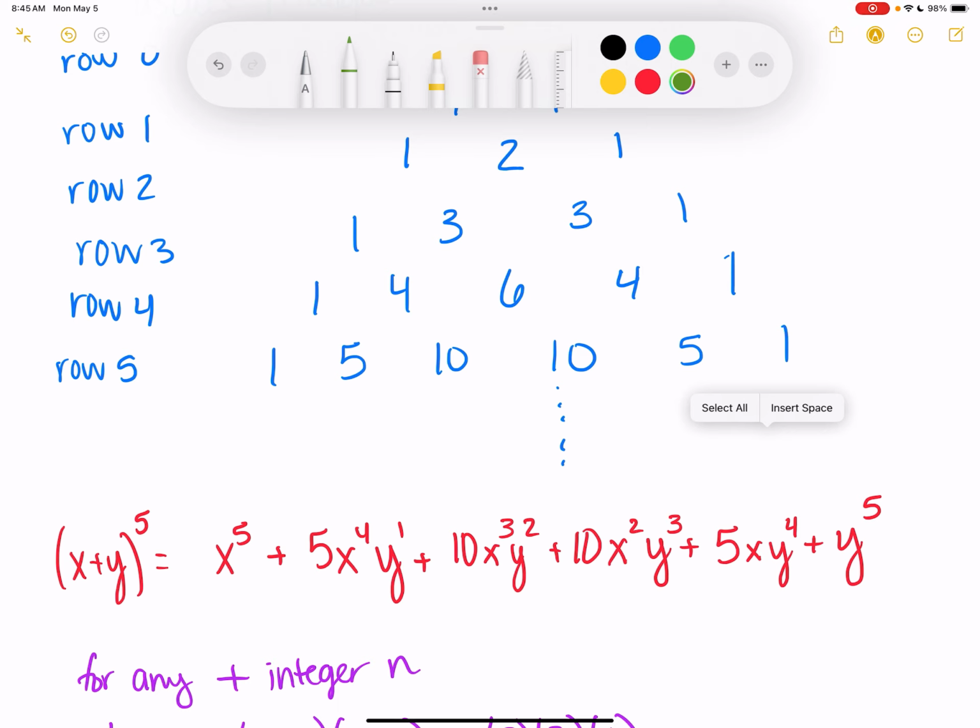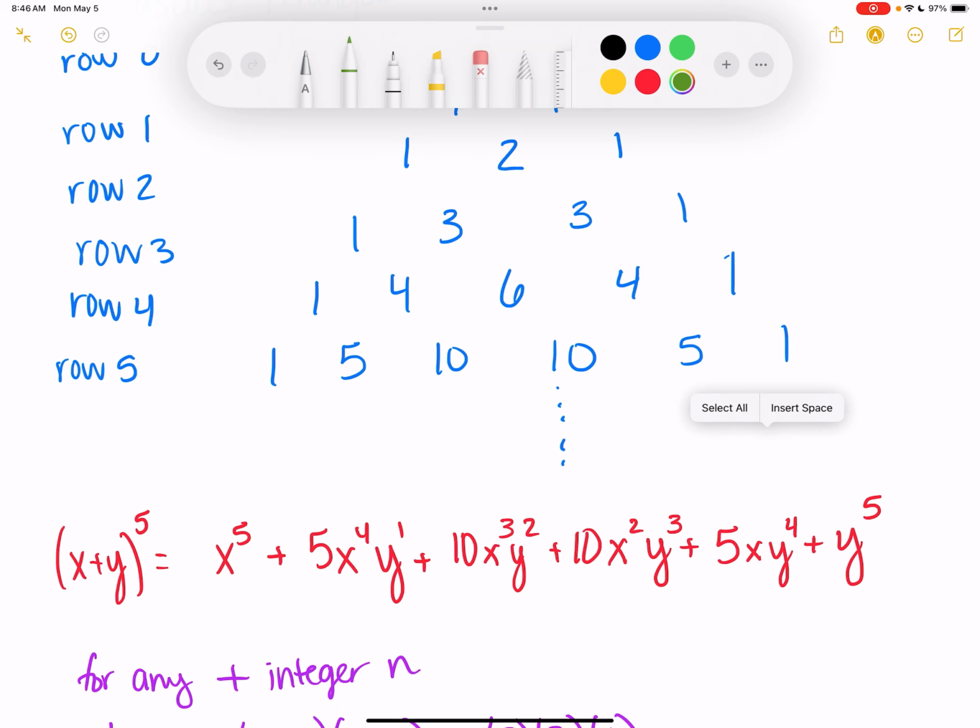Or wait, I lied. It'll give me the numbers that I need. So I'm going out to 5. That is 6 numbers because I start with 0. That's why I said that. So you can't go out farther than whatever total number you have. So if I'm in row 5, I can't have more than the number 5 here. So if I hit that, notice it produces the numbers 1, 5, 10, 10, 5, 1. It produced that whole row for me.